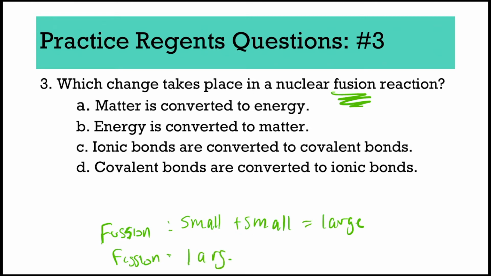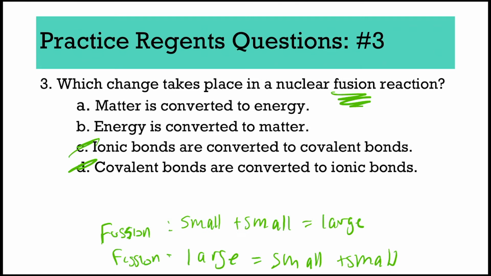Okay, so right off the bat, we can get rid of answer choice C and D. When we're talking about nuclear chemistry, we're not talking about these standard chemical bonds. So ionic and covalent bonds will not be mentioned at all in this unit.